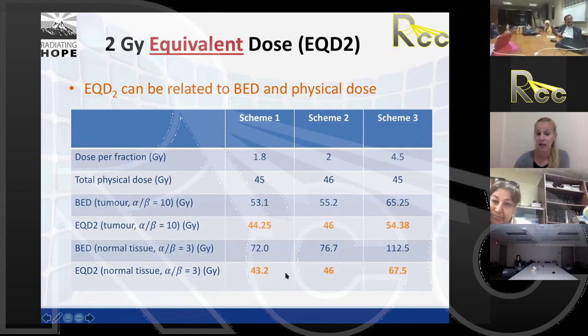Again, looking at our normal tissues, the response is less marked than it is for the BED. So for 1.8 gray, we've now got 43.2 gray EQD2 for our normal tissues. At a 4.5 gray dose per fraction, we've got 67.5. So the differences are a lot less than if you're looking at the BEDs.